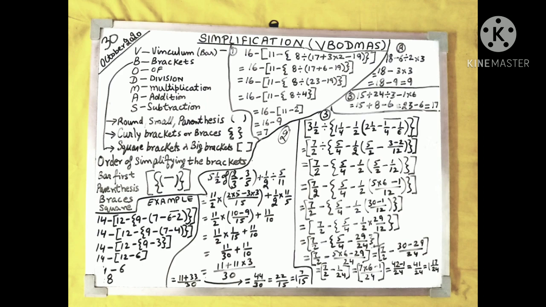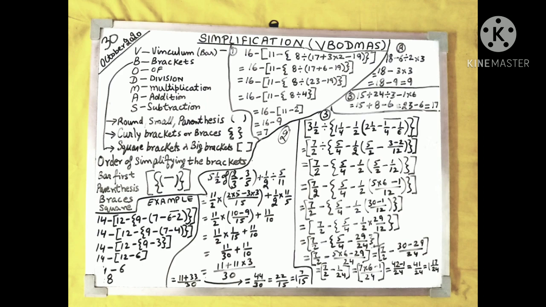Now focus on the top right. We have two simple examples of A and B. Right? The first is 18 minus 6 divided by 2 into 3. So first we perform the division actually. So we get 6 divided by 2 as 3. So 18 minus 3 into 3. Then we do the multiplication. 18 minus 9 is equal to 9.